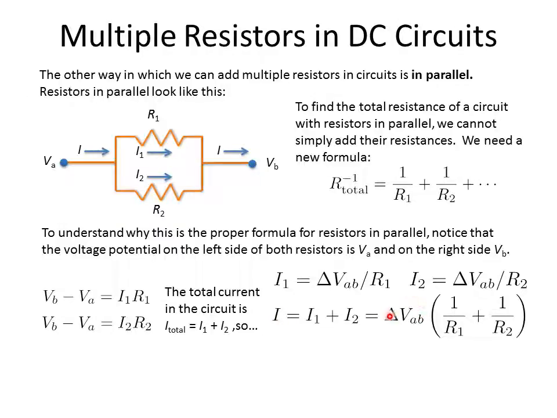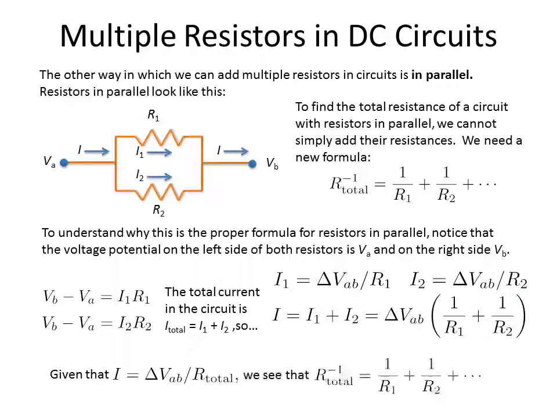We combine the two equations, and we see that it's given by the voltage times 1 over R1 plus 1 over R2. Which means that the current going in is equal to the voltage divided by the total resistance, and we can see that, again, 1 over R1 plus 1 over R2 is equal to 1 over R total, or our equivalent resistance.